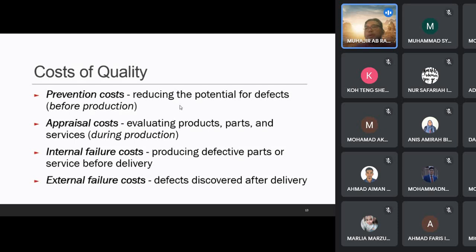Appraisal cost is evaluating the products, parts and services. This is during production. That means you need to test the product before you deliver to the customer. All these testing costs are included under the appraisal cost. Internal failure cost: when you produce a defective part, you need to repair or fix it. Before you deliver, you find it after you inspect and detect the failure, and this will cost you as well. External failure cost is after you deliver and then you get customer returns.